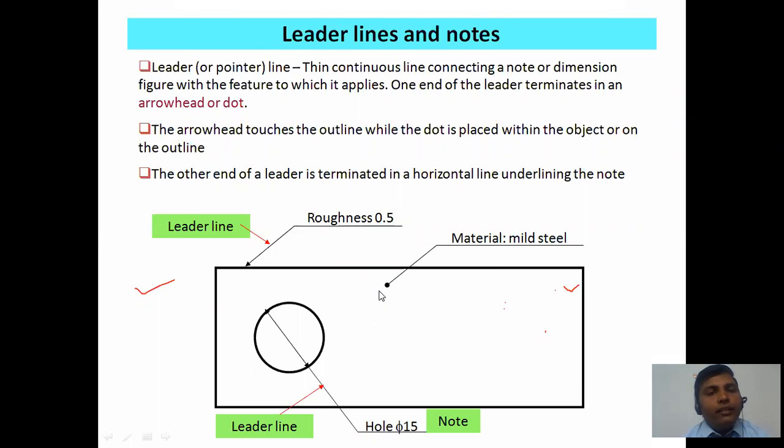Now if we go ahead, again the roughness is shown by the leader line. You can show the material as a note, which kind of material, MS material, or aluminum, copper, or whatever. So this indicates the types of lines used with the diagrams.